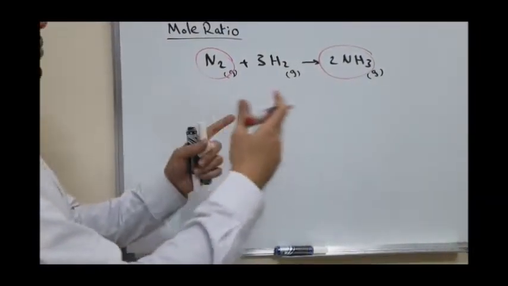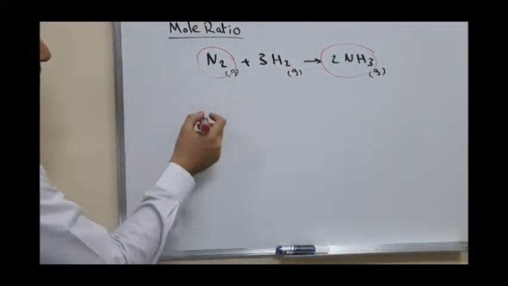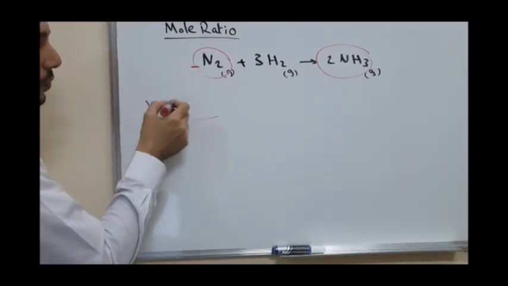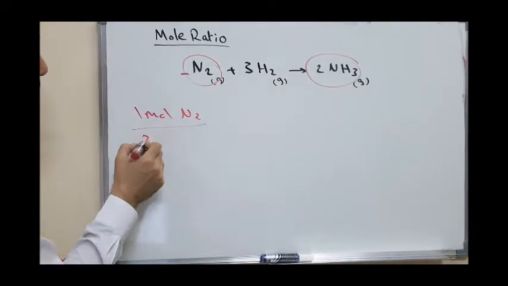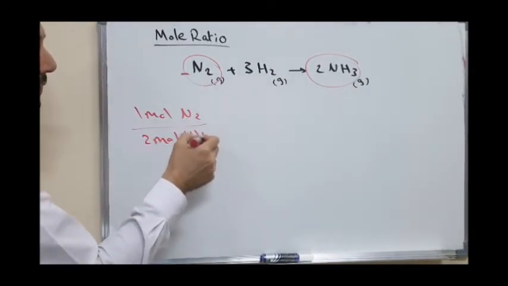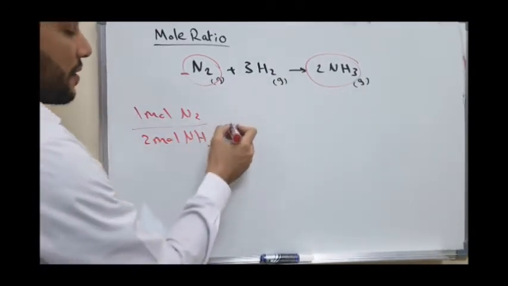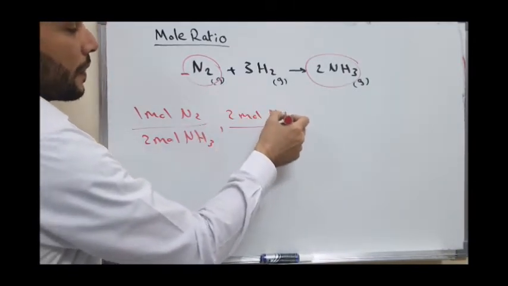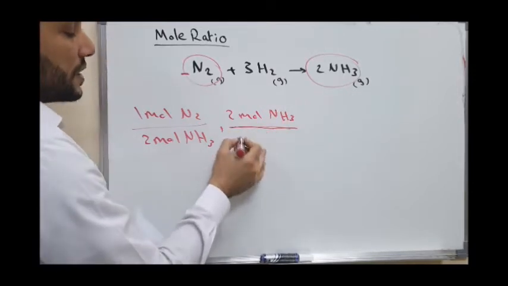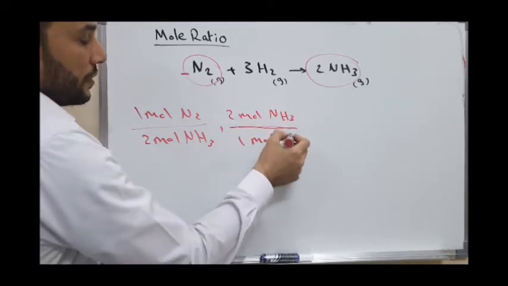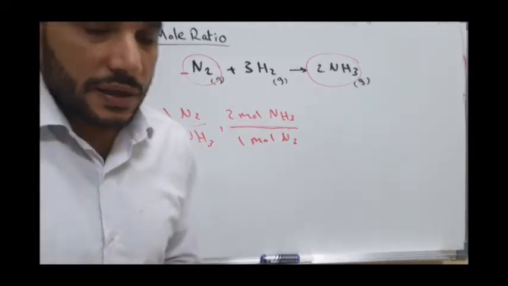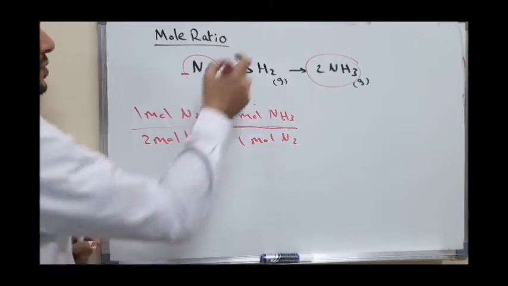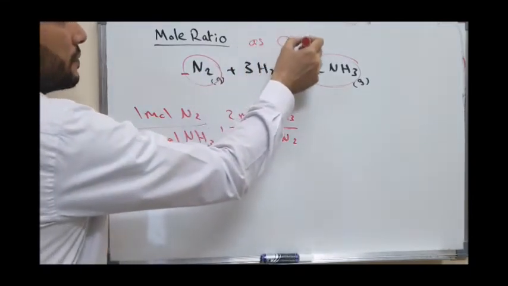So the suitable mole ratios between nitrogen and ammonia is that if we have 1 mole of nitrogen, it may produce 2 moles of ammonia. Or on the other hand, if we have 2 moles of ammonia, it's supposed to be produced using 1 mole of nitrogen. I like to read the mole ratios or the conversion factors because we will use mole ratios as conversion factors.